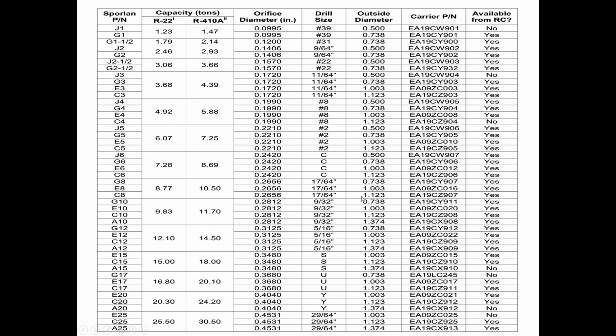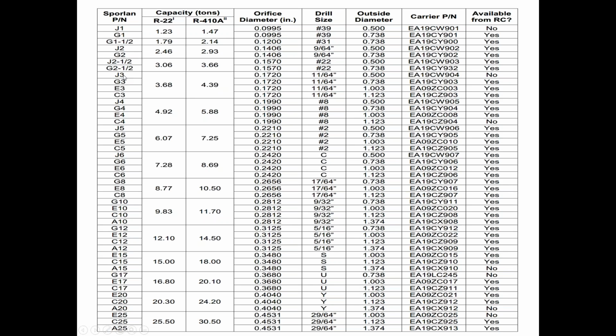Okay, and here's an actual Sporlan chart for nozzles. So here's your letters, and there's the bore through it, the diameter hole that's through the nozzle. And you'll see there's only so many letters. If you have a J in the letter, you come across, and the outside diameter is a 1/2 inch. So if you had a 1/2 inch distributor, you would need a J nozzle.